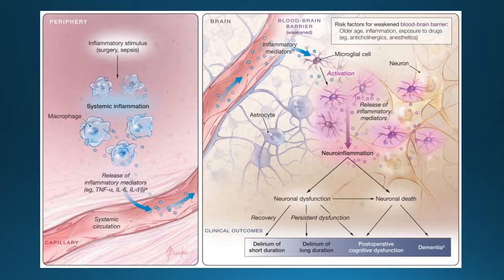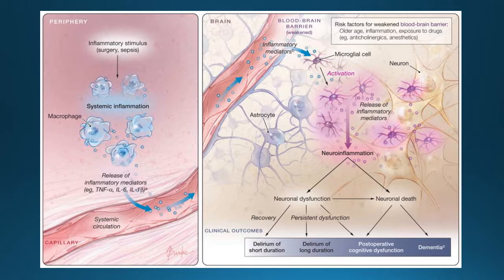So this picture illustrates how systemic inflammation in the body from such things as stress from surgery or infection may possibly affect the brain, resulting in postoperative delirium. The blood-brain barrier can become weakened from older age, inflammation, or exposure to drugs such as anesthetics and anticholinergics. This may possibly explain why postoperative delirium is more likely to occur in the elderly after a major surgery or stress to the body, as their blood-brain barrier becomes weakened and allows inflammatory mediators to cross.